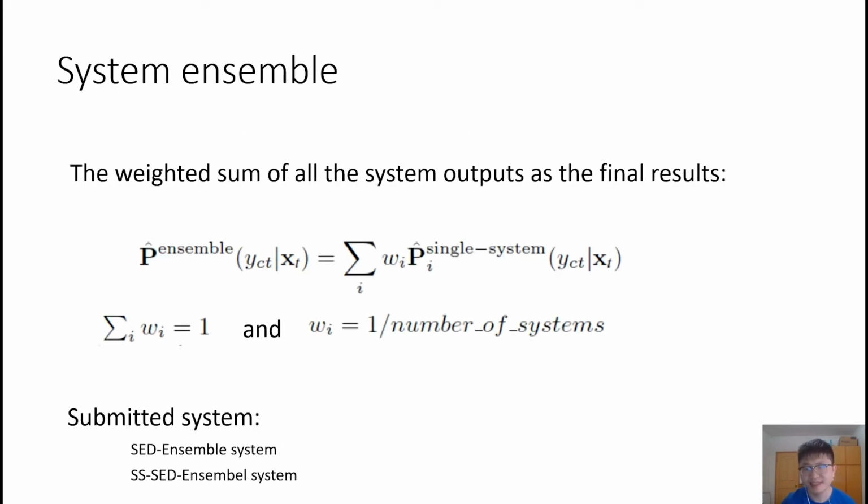System ensemble. For system ensemble, we take the weighted sum of all the system outputs as a final result. For submitted systems, we take 3 systems with instance level GAP as auxiliary branch and 3 systems with instance level GMP as auxiliary branch to construct the SED ensemble system. To make the difference between systems large enough, 2 of the 3 systems with instance level GMP auxiliary branch are with sound event detection branch.